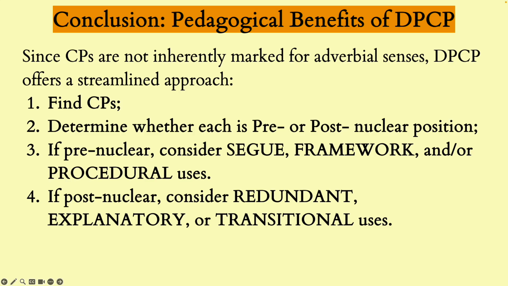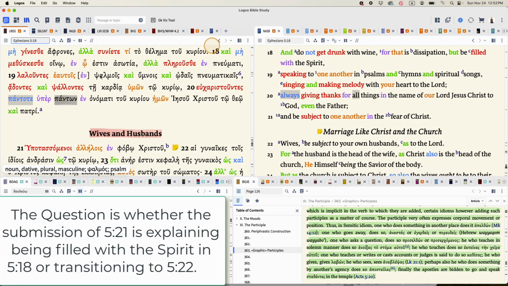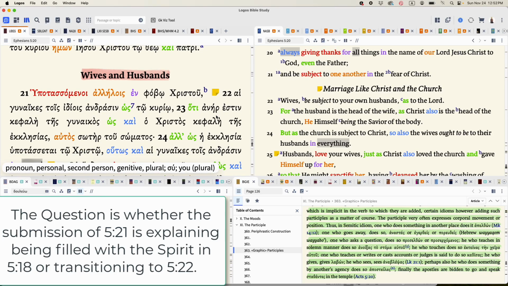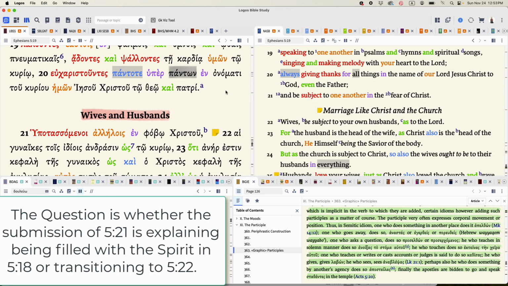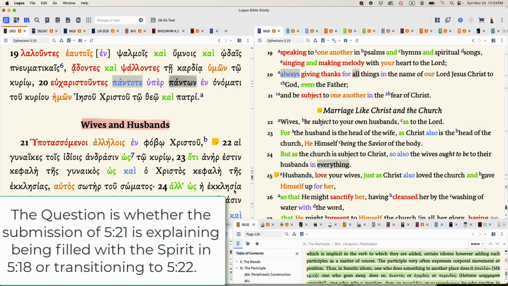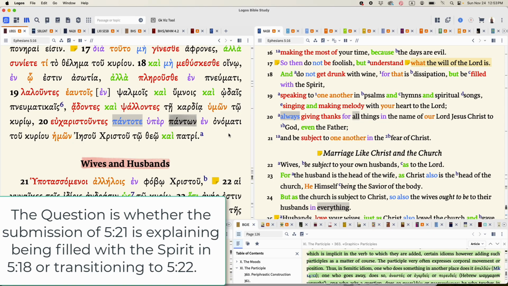Thank you so much for the presentation. I especially appreciate the focus on pedagogy. I have one question on just the example from Ephesians 5 and the distinction. If there's any overlap, I would identify in that example whether the submission in verse 21 is explaining the commands to be filled with the Spirit in verse 18, or if it's transitioning them. How much overlap? Does transitional mean that it's not referring back to the being filled, it's just the subject?